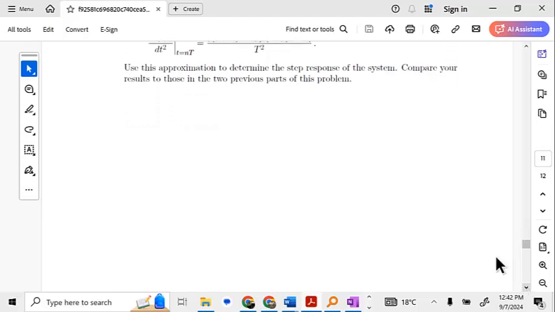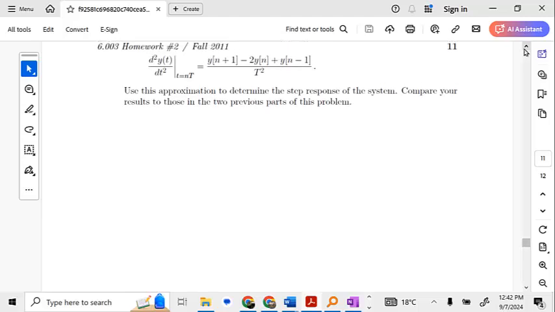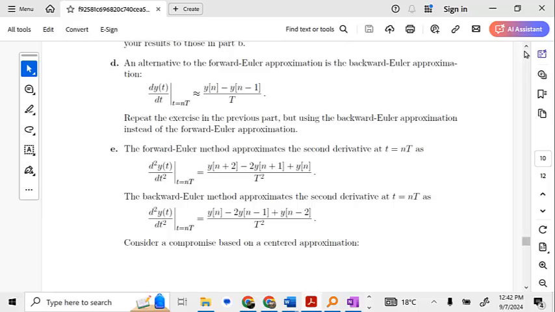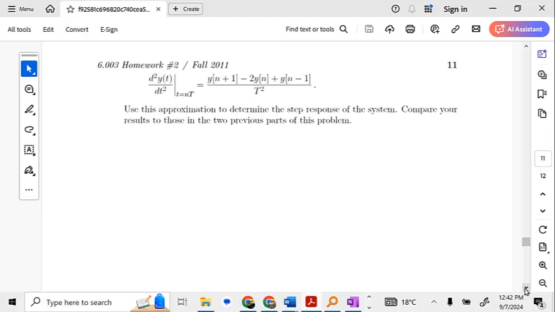Okay, and then let's see. This one here, so they do a comparison. Notice that this has n plus 2, n plus 1, and this one has n minus 1, n minus 2. So these are the ones before, these are the ones after. So a centered approximation means you just take the one in the middle, right here.